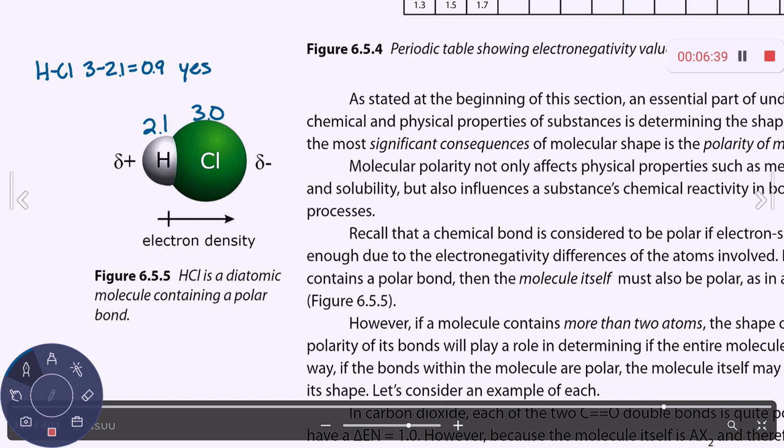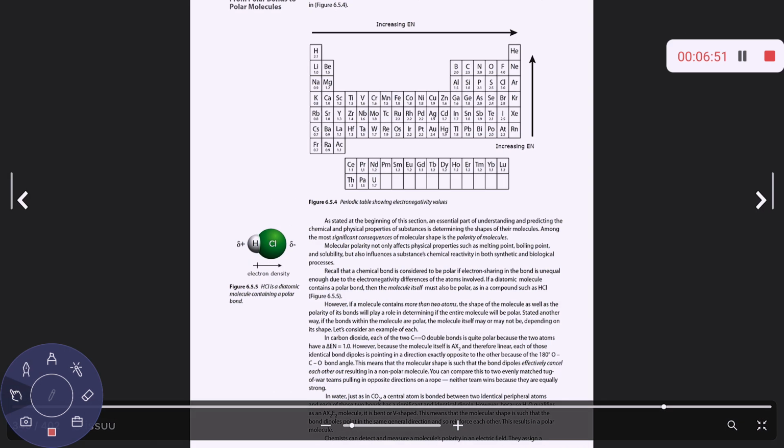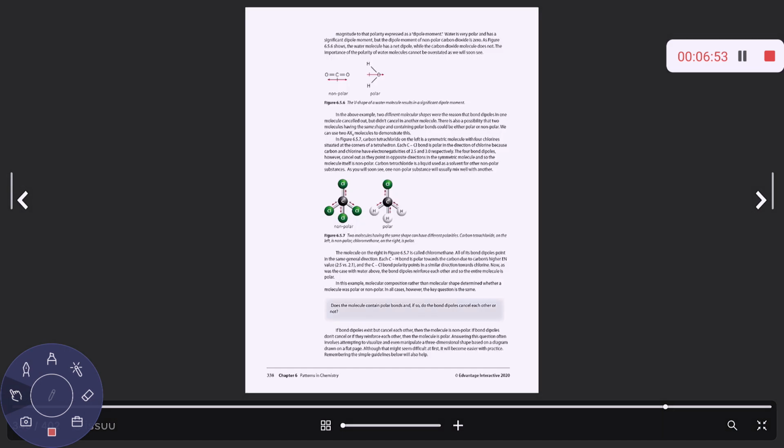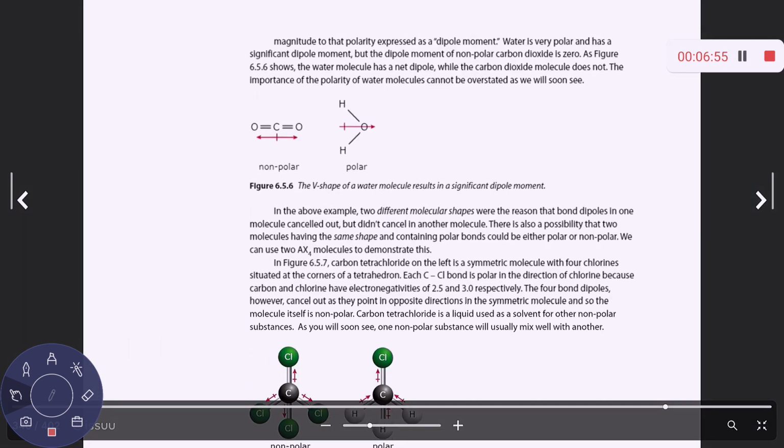You only have to consider the one single bond when it's a single bond, okay? But if it's more complicated than that, so if you turn to the next page and we take a look at carbon dioxide and water as an example, you need to consider the fact that you might have multiple bonds.